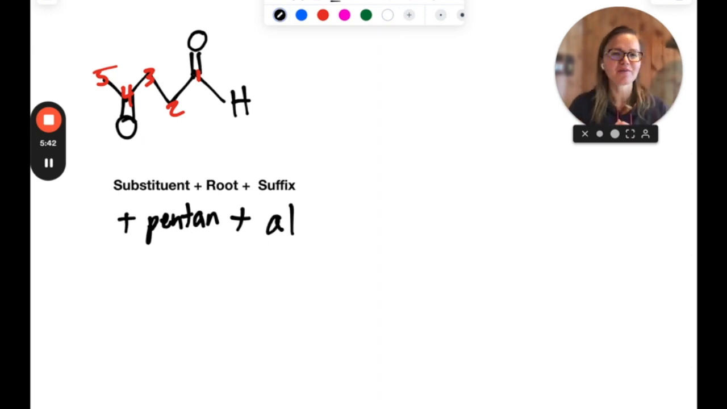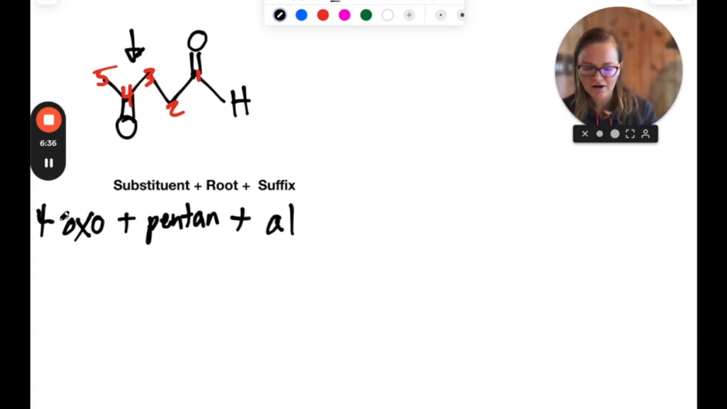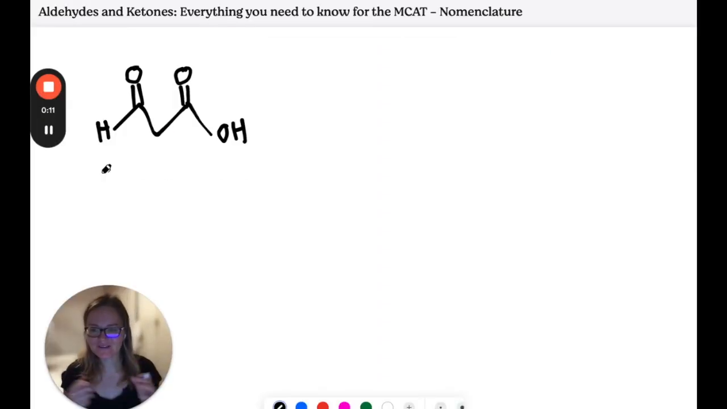Then substituents are going to be any other functional groups we have, the ones that weren't our highest priority group. In this case, we only have 2 functional groups: our aldehyde, which we've already used to name our suffix, and our ketone. When a ketone is not our highest priority group and we're using it as a substituent, we're going to use the prefix either oxo or keto. Either one is totally correct. In this case, I'm just going to write oxo here. And then we want to know where that functional group is in the molecule. We see that the ketone is right here at carbon number 4. So we're going to call this 4-oxopentanal.